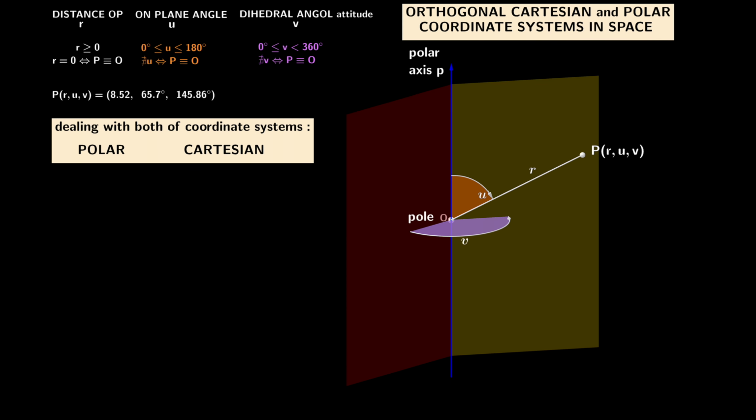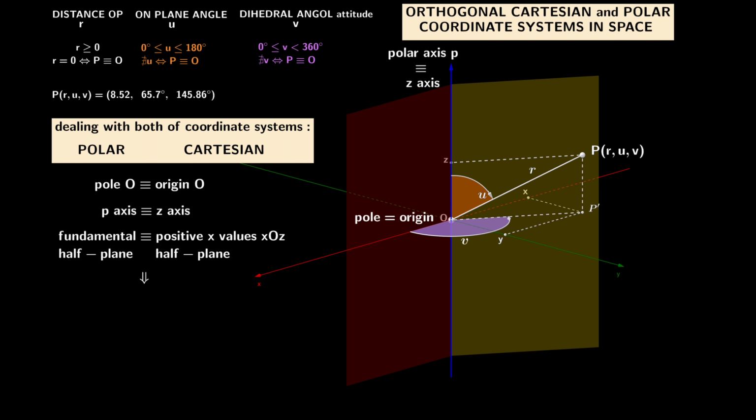It may occur to deal with both coordinate systems. In this case, we usually assume the pole O as Cartesian origin O, the polar axis P as Cartesian axis Z, the polar fundamental half-plane F as Cartesian half-plane XOZ with positive X values, the angle U as direction angle gamma, and the attitude V as plane angle between the oriented Cartesian axis X and the oriented P shortened distance direction.